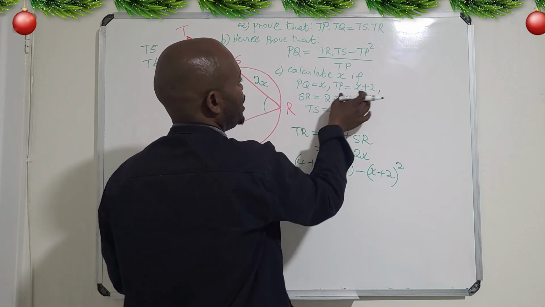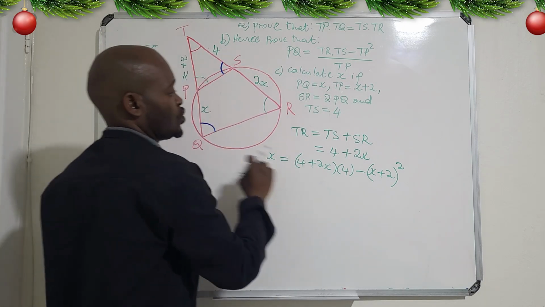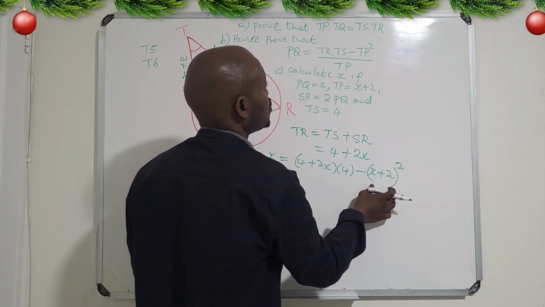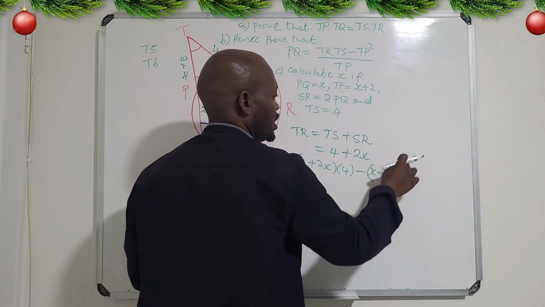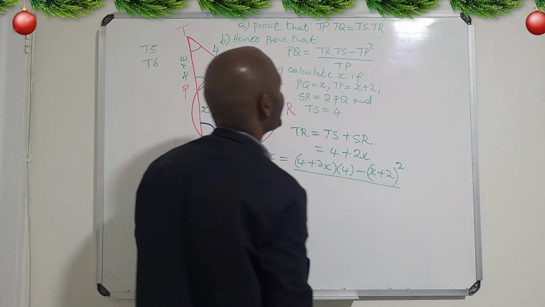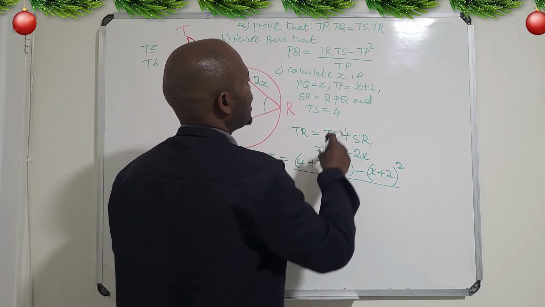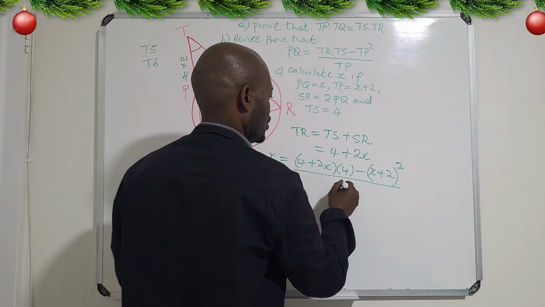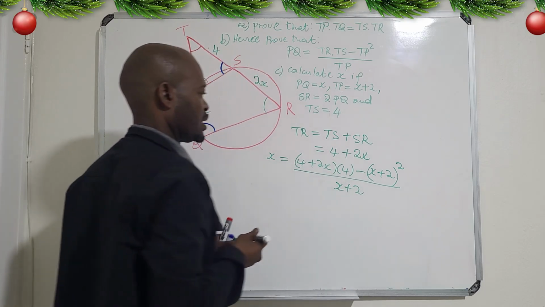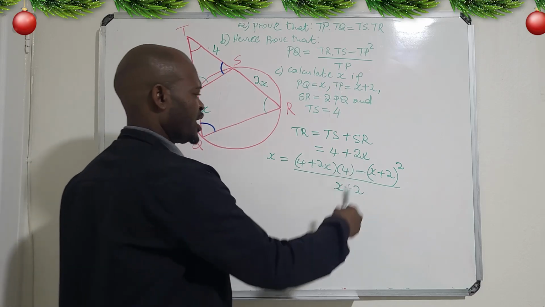And our TP is given by X plus 2. There's your TP, X plus 2. But since it is squared, we are squaring it. Over our TP, obviously, it's still X plus 2. Now you have seen this in algebra.